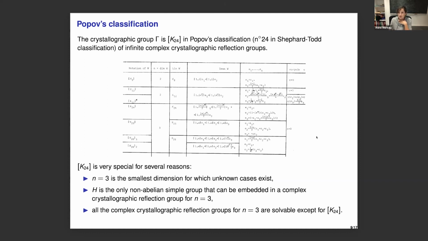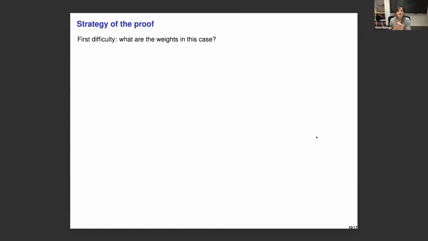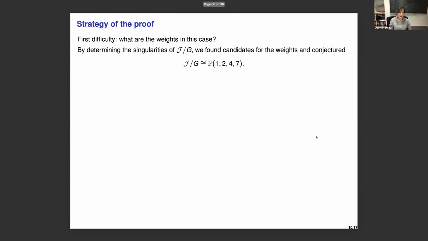So now I would like to discuss the strategy of the proof. The first difficulty in this case, contrary to the Coxeter type, is that there is no natural way to describe the weight a priori. There is no longer an affine root system underlying our group. So the first problem is to find candidates for our weighted projective space. So what we did, in fact, is that we completely determined the singularities of the quotient. And in this way, we found a candidate for the weight, and we conjectured the result I told you at the beginning. Then we were able to prove, in fact, the conjecture.